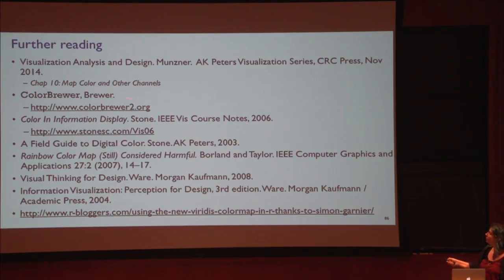But this tool, ColorBrewer, is one of the better tools for actually generating reasonable color maps. There's also a tool out there, VizCheck, which allows you to check and see what things look like with different forms of colorblindness. And there's some more recent ones as well.